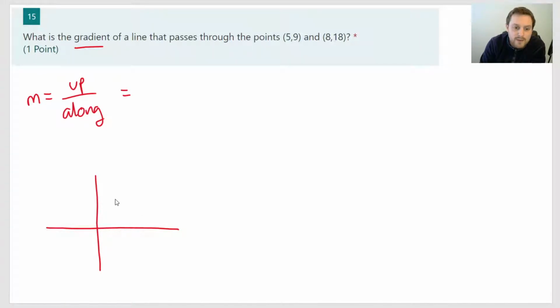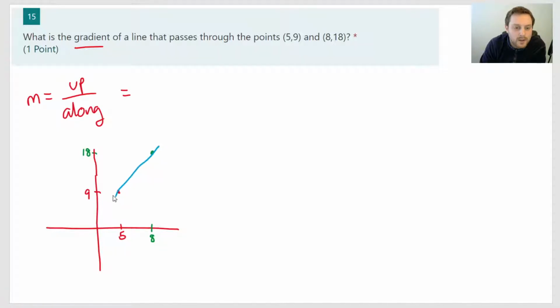So I go 5, 9, which is about here. So 5, 9, and then 8, 18, which is there. And I've just done a little sketch. If you really cared about it, and you would really not need to do this, but if you really wanted to, you could get graph paper out and do that accurately.